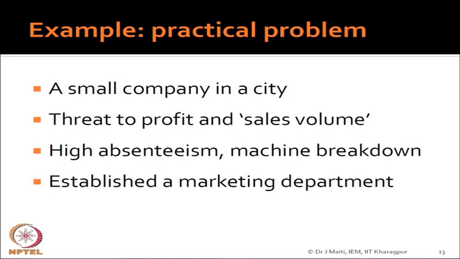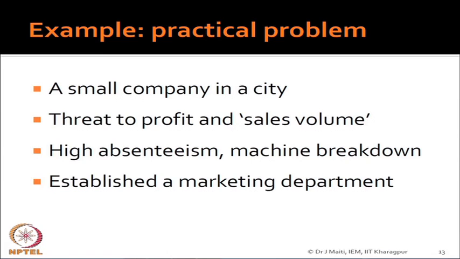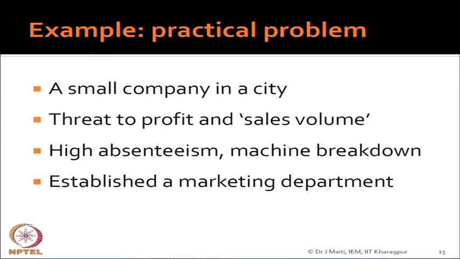So, what is a practical problem? How do we understand a practical problem? I started with a small example in the last class: a small company in a city doing business primarily at the local level. The company is monitoring its profit and sales volume, and it is observed that absenteeism is quite high and there are machine breakdowns also. In order to improve business performance, a marketing department is also established, maybe recently, and then they want to check how the marketing department is performing.